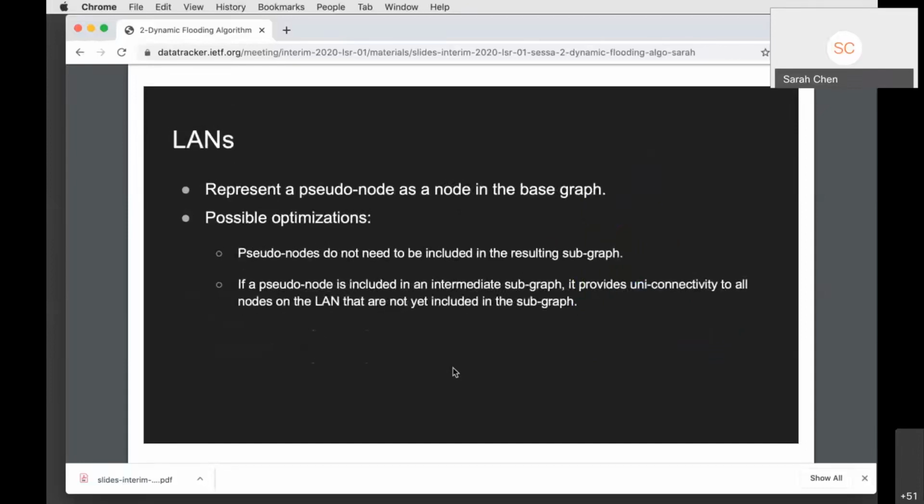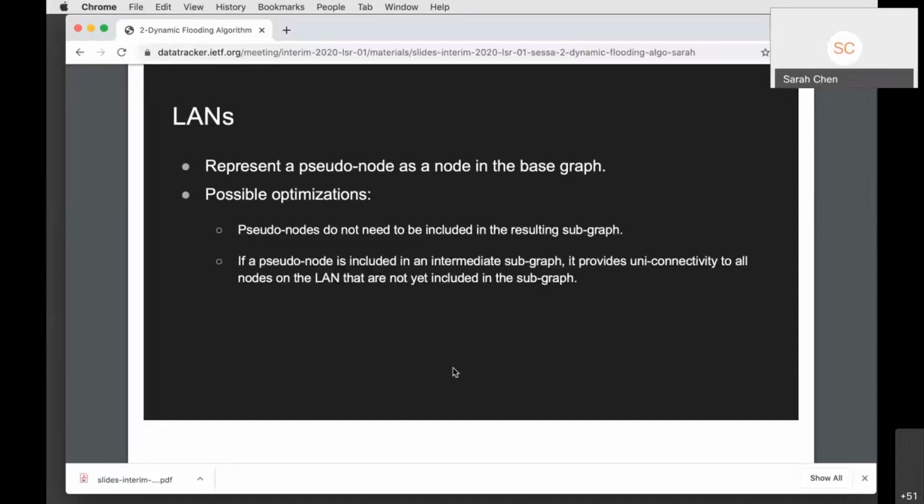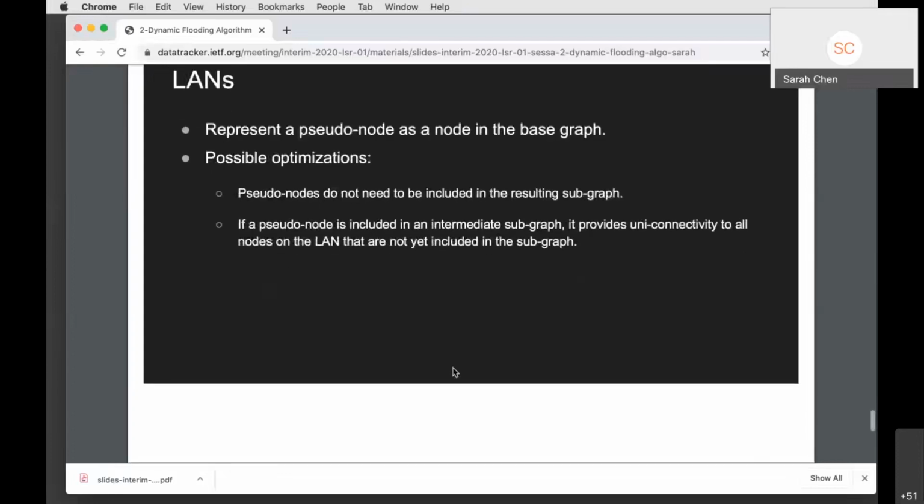We can also use this algorithm for a base graph with LANs. So we model the pseudonode as a node in the base graph, and it has edges to all the nodes that are connecting to the same LAN. Then we use the same algorithm to compute the flooding topology. We can use it as is and get the result, or we can do a little optimization to consider the LAN properties. First, the pseudonode does not need to be included in the resulting subgraph. So the flooding topology only needs to include all the real nodes. And if a pseudonode is indeed included, then all the nodes connecting to the pseudonode have unique connectivity. So we can adjust the algorithm to take into account these properties of LANs. I'm not going to go into details here.